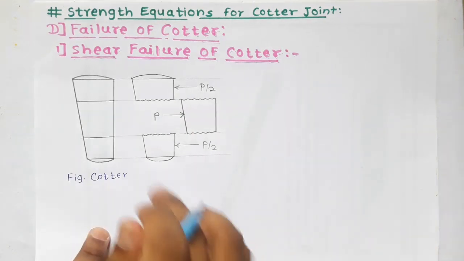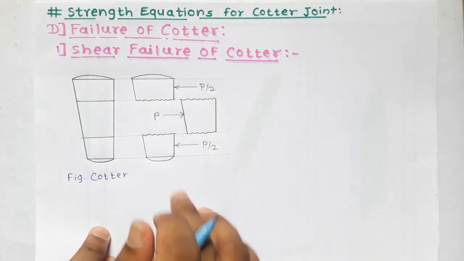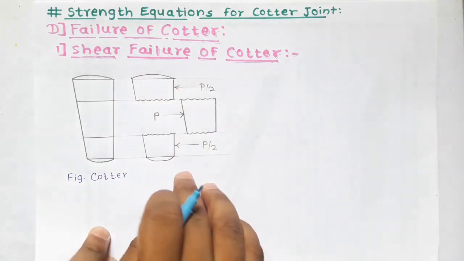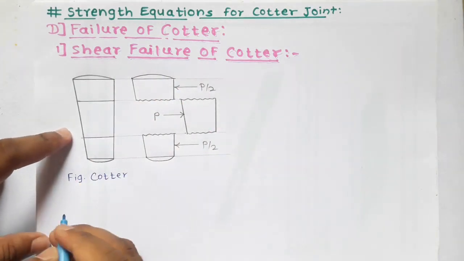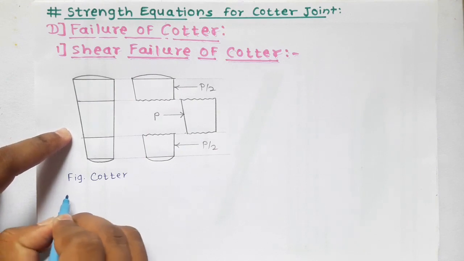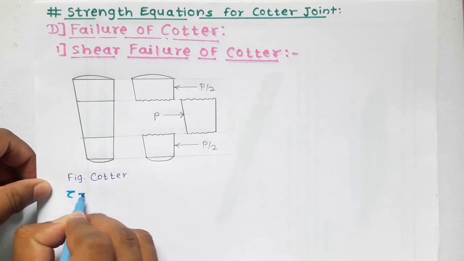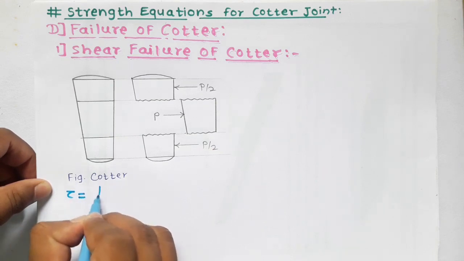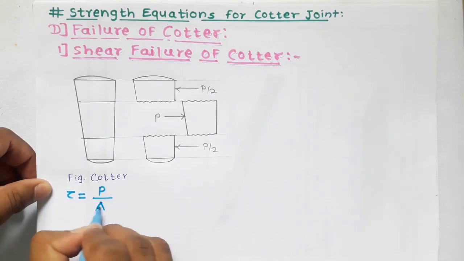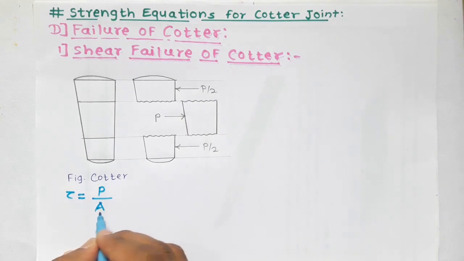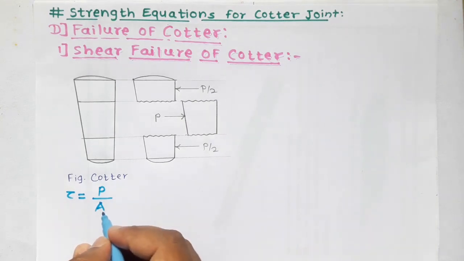Now as we know that this quarter joint is subjected to shear stress and it causes the shear failure of quarter. So let us write the equation for shear stress. Shear stress is denoted by tau and it is given by tau is equal to P upon A. Now here the area which is subjected to shear stress we have to determine.